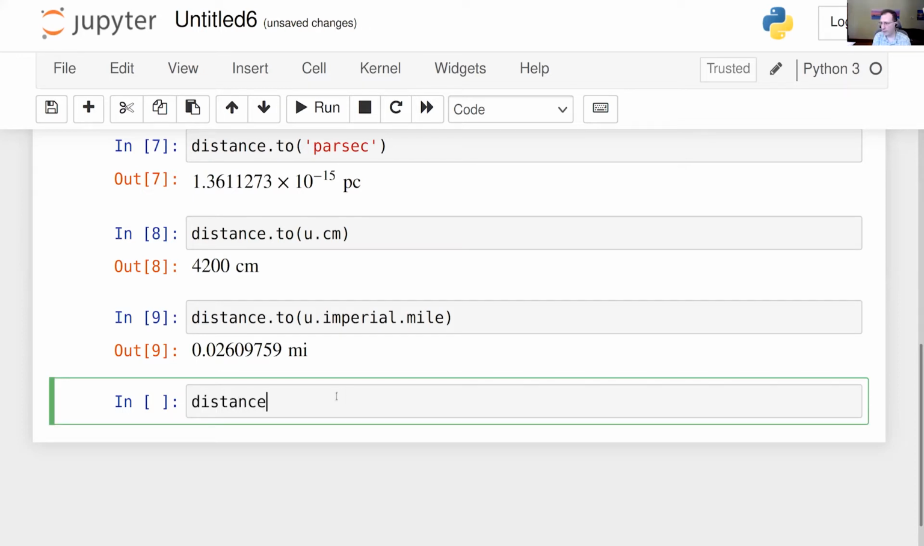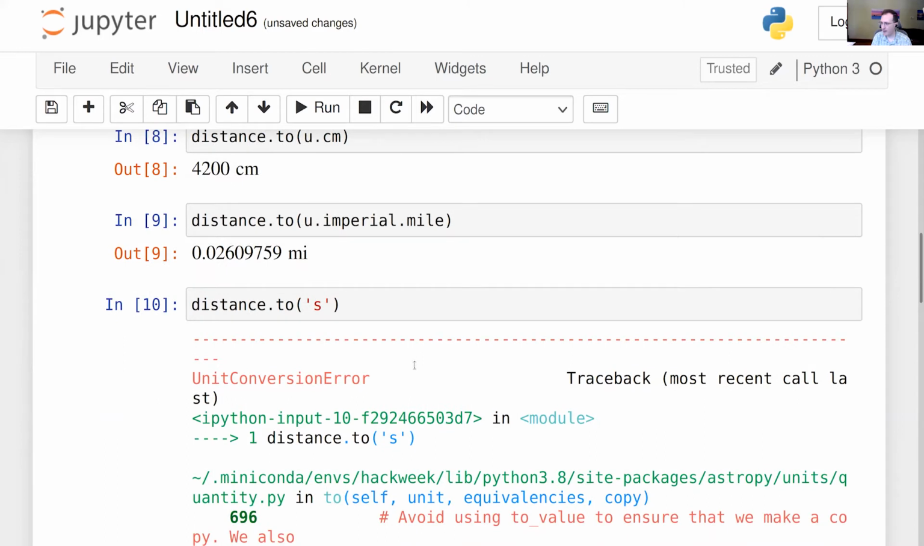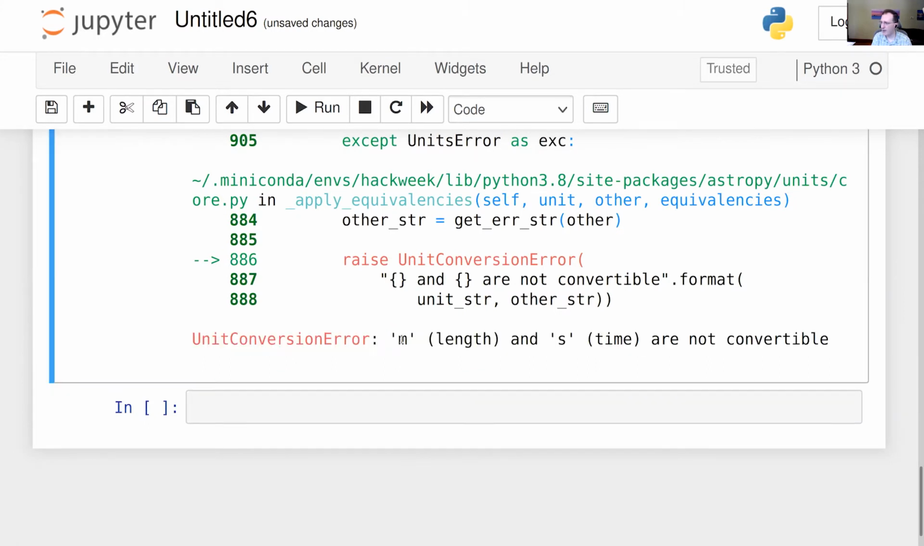If we try converting distance to a time, like distance to seconds, we get a unit conversion error. And whenever we run into an error in Python, the way to go about it is to scroll down to the end and look at the last line, the last exception that was raised. And usually that'll tell us what the problem is. And in this case, it's saying that we can't convert units of length, meters, to units of time, seconds. And this is actually extremely useful because it prevents a whole lot of potential errors.